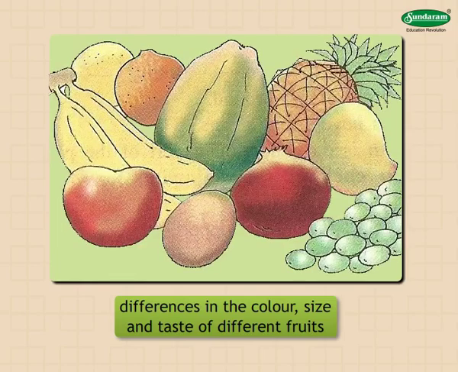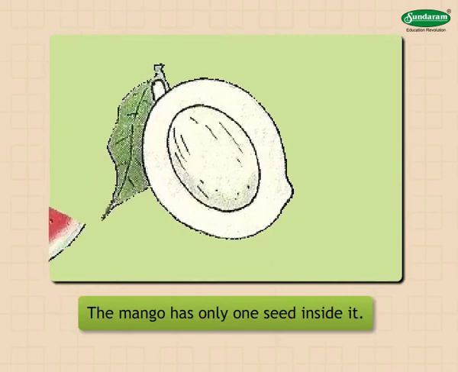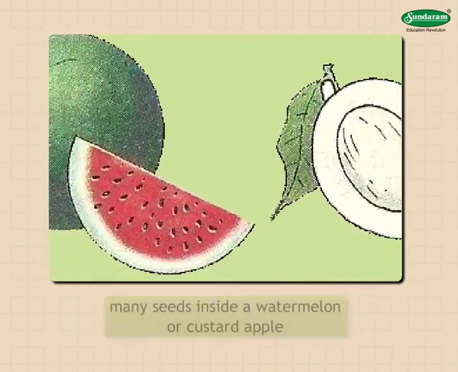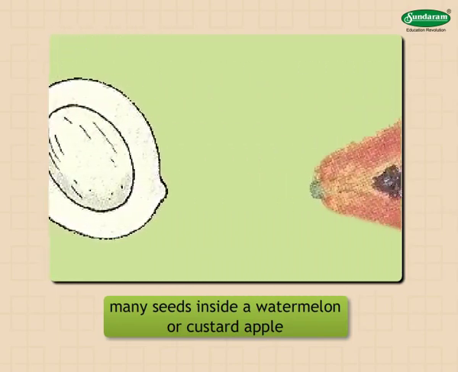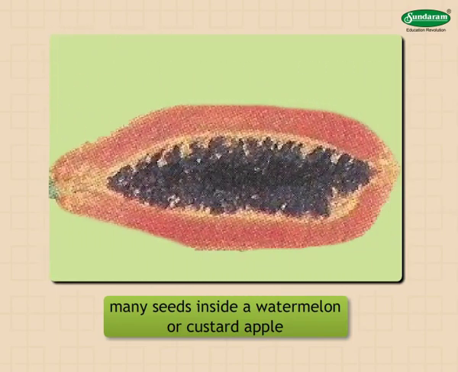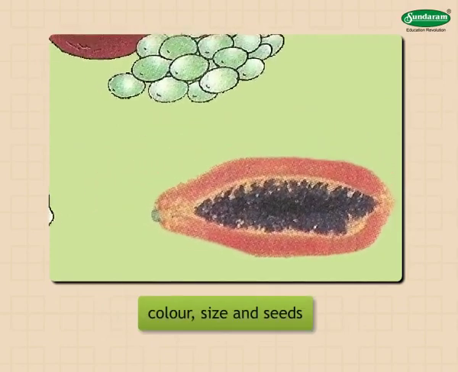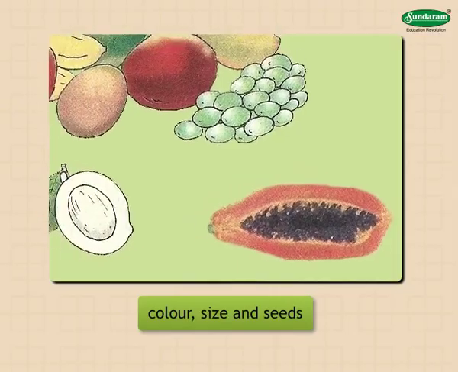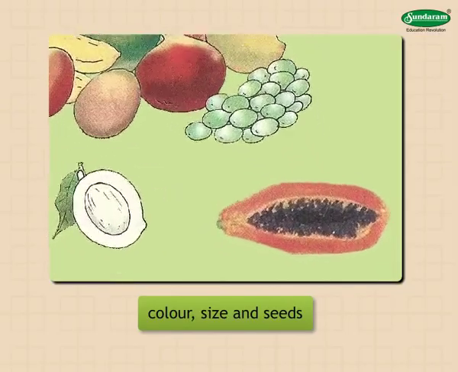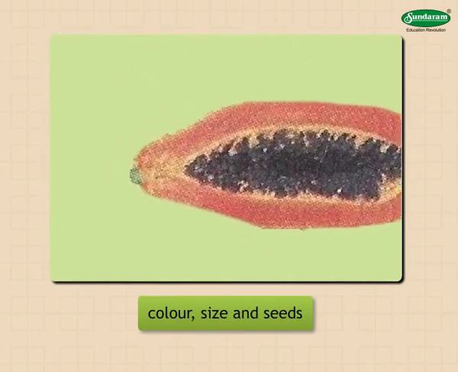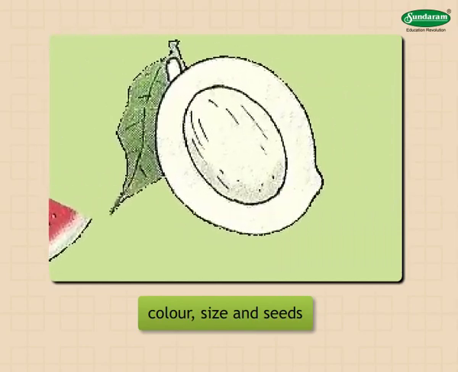Fruits have seeds. The mango has only one seed inside it. There are many seeds inside a watermelon or custard apple. Look at the color, size and seeds of the fruits shown above and tell some of the differences between the fruits. The papaya and watermelon have many seeds. The mango fruit has only one seed.